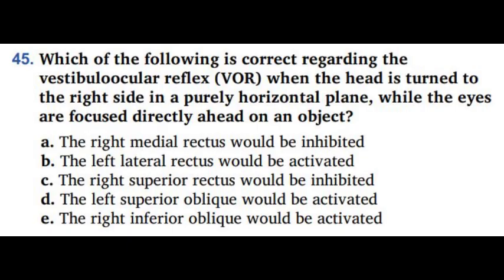So the right medial rectus will be inhibited, that is false. The left lateral rectus will be activated, that is true. The right superior rectus, that's false. So anything superior, inferior, or whatnot is false. It's going to be either the medial or the lateral. So option B is correct.